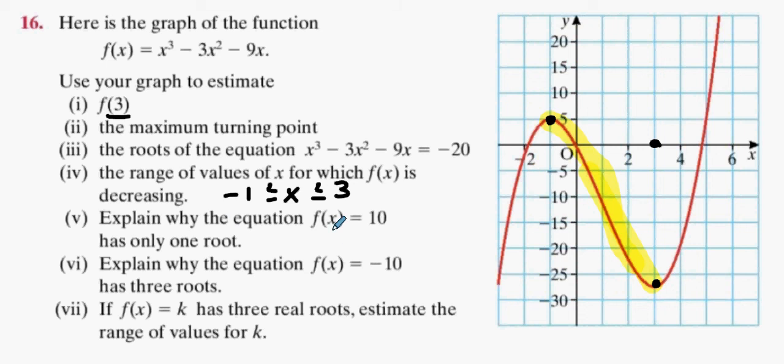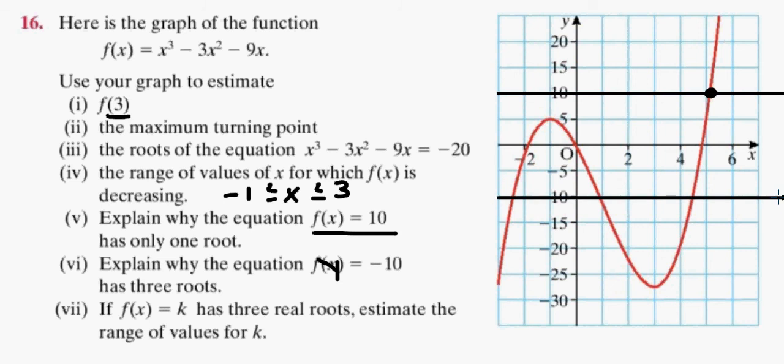Explain why the equation f(x) equals 10 only has one root. That means the output equals 10. So draw a horizontal line going across at y equals 10. And why does it only have one root? Only intercepts the graph once. So there's only one x value that results in a y value of 10. Does that make sense? Explain why y equals minus 10 has 3 roots. Anybody? Yeah, intercepts the graph 3 times.